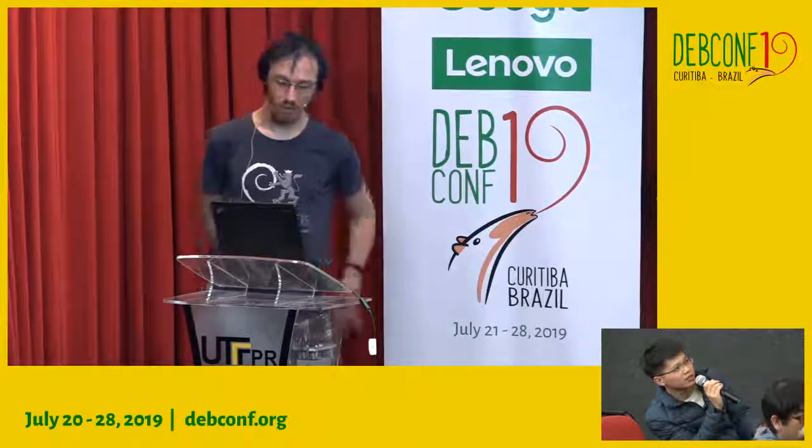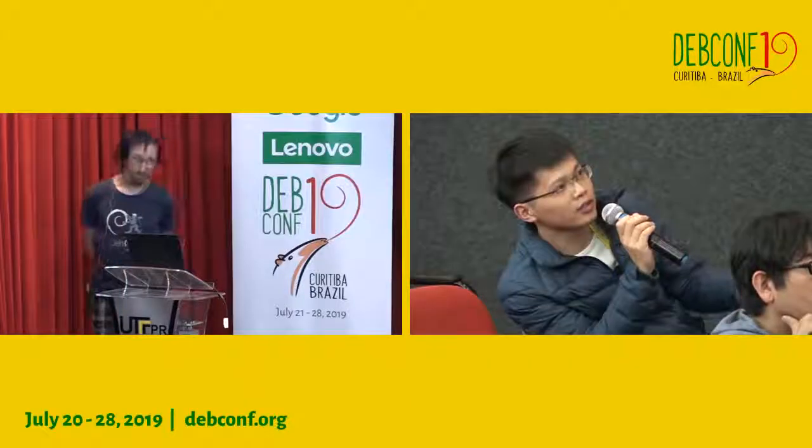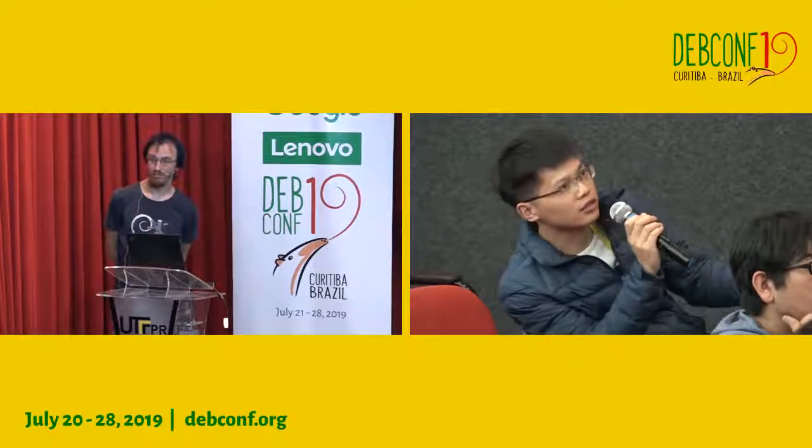More questions? So, as for pristine-tar, since you already store all the upstream Git history in your repo, why do you still want to use pristine-tar? Sorry, could you repeat? I mean, why do you still want to use pristine-tar, when you already have the upstream tag and other things in your repo?